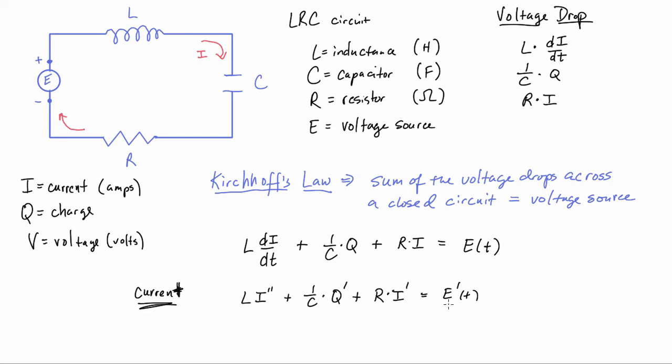Now, there is one little side note here, and that's the relationship between I and Q, between the current and the charge. It's important that you know that current is always equal to moving charge. What that means is that if I have the derivative of charge, that is current. And that's important here because I have the derivative of charge right here. So I can replace that with I.